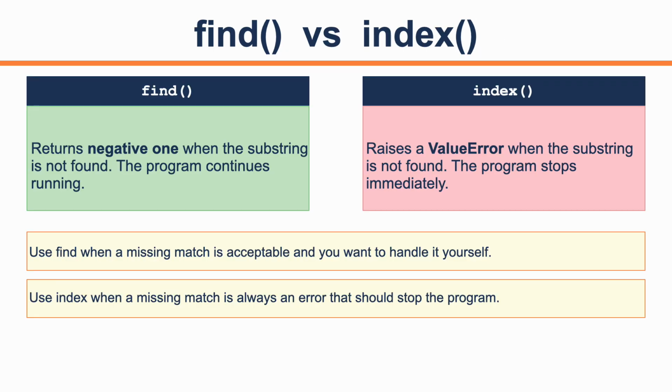The find method returns -1 when the substring is not found. The index method raises a value error instead. Use find when a missing match is acceptable. Use index when a missing match should stop the program.